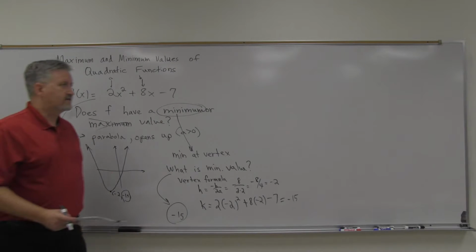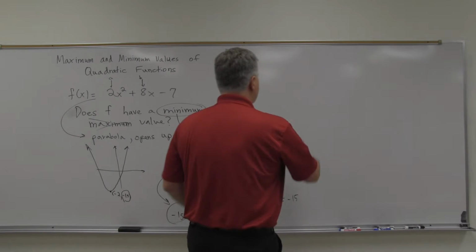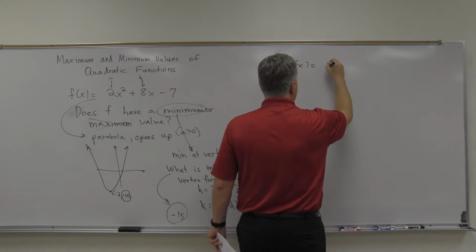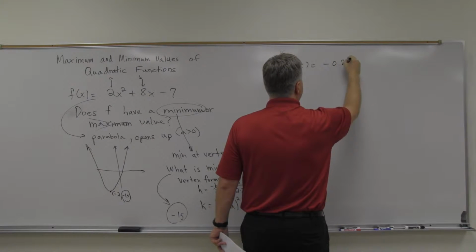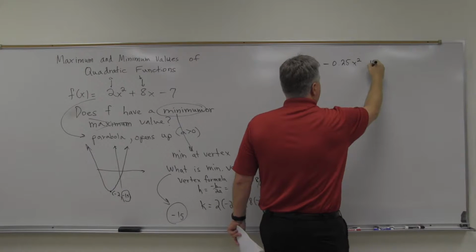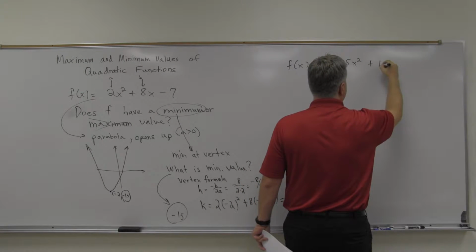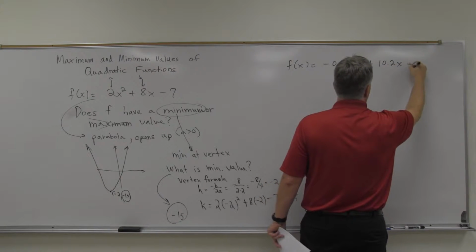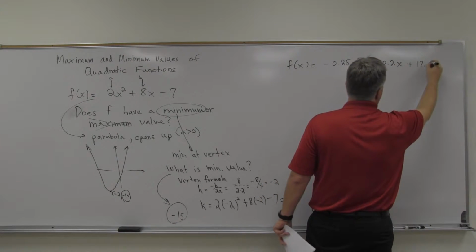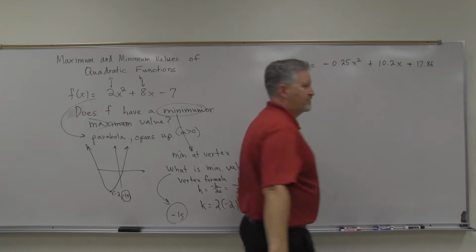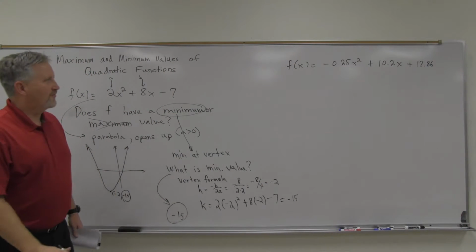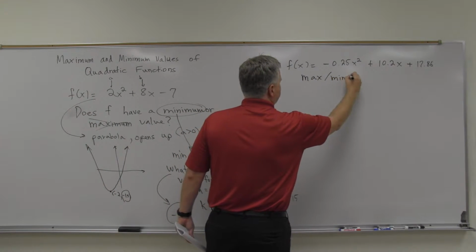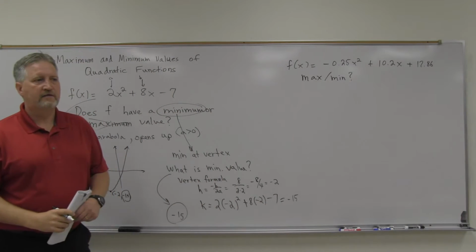Now, if it was the maximum value, would it be in that same spot? All right, let's look at one. Let's say we've got f of x equals negative 0.25 x squared plus 10.2 x plus 17.86. Just making something up there, all right? So maximum or minimum here? This one has a maximum.